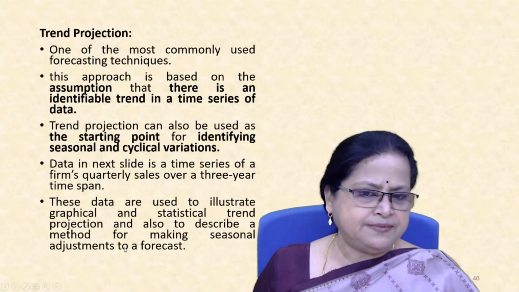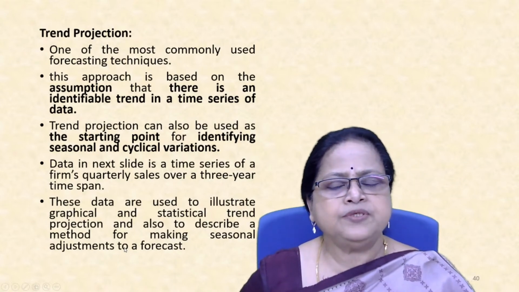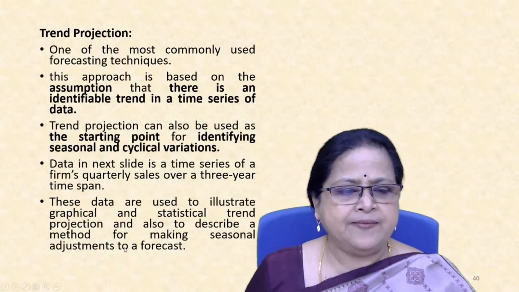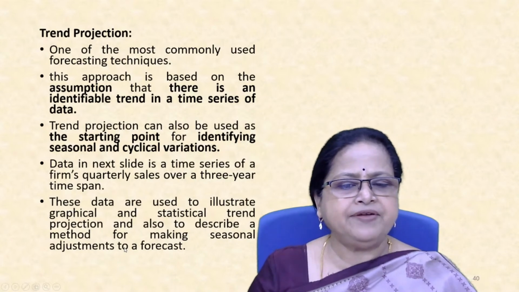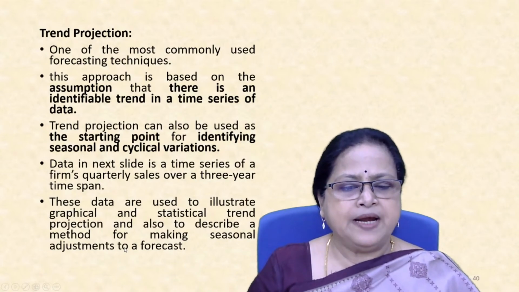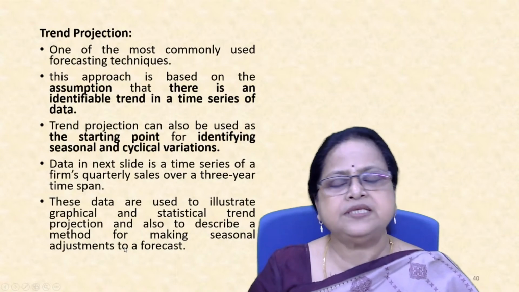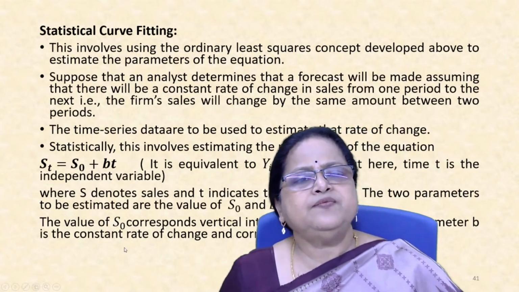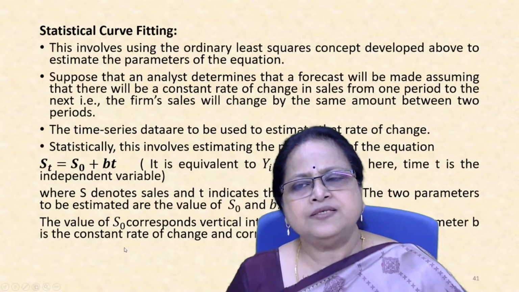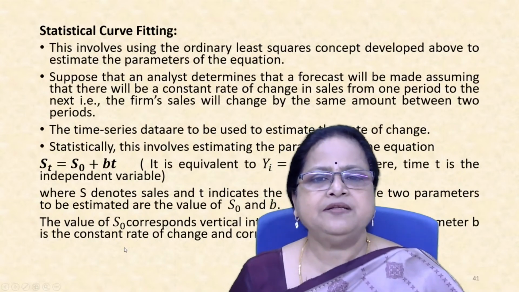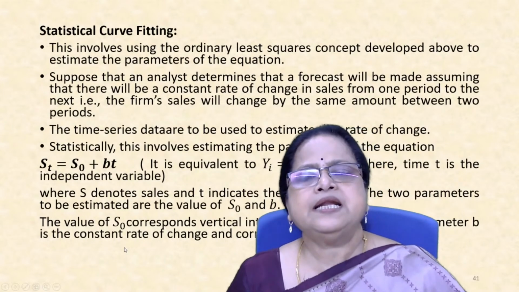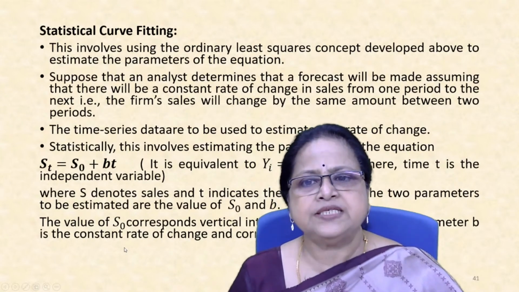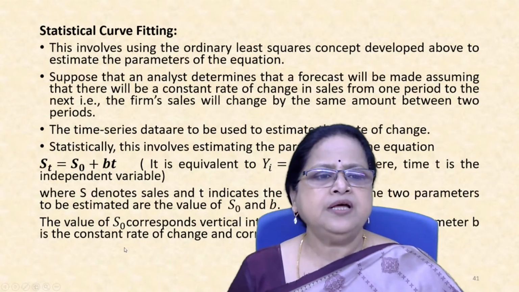The data in the next slide is a time series we are going to see. Suppose, that is also from the book I have taken, a firm's quarterly sales over a 3-year time span. Here, the data is used to illustrate graphical and statistical trend projection and also to describe a method for making seasonal adjustment to a forecast. Now, statistical curve fitting. This involves using the ordinary least squares concept developed earlier to estimate the parameters of the equation. Suppose that an analyst determines that a forecast will be made assuming that there will be a constant rate of change in sales from one period to the next period.